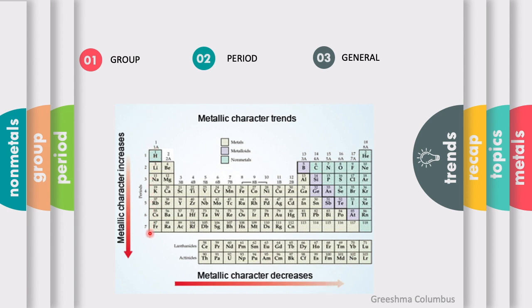Now for group 1, it has one valence electron in the outermost shell. So for lithium, the third electron is in the second shell, while for cesium, the 55th electron is in the sixth shell because it's in the sixth period. So it is easier to remove the last electron from the sixth shell than it is to remove the last electron from the second shell, because the second shell is closer to the nucleus than the sixth shell. So when we go down the group, the metallic character keeps increasing because it is easier to lose electrons as you go down the group.